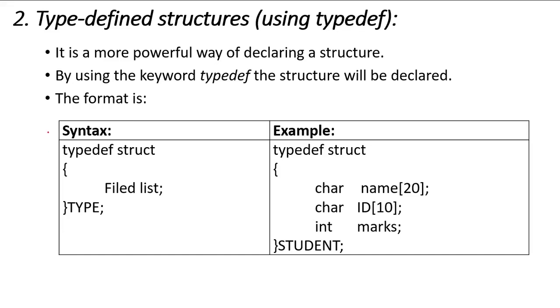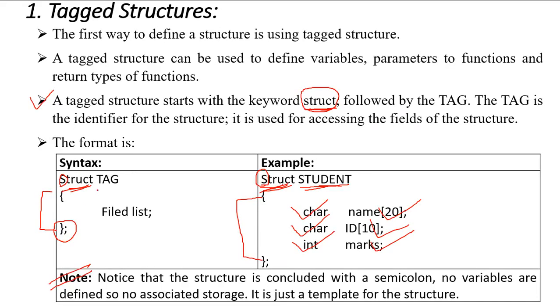The only difference over here is we are using this typedef keyword extra. The rest of the things are the same. Previously we specified the tag, as you can see, over here. But now in typedef structures, we are pushing this tag down, and we are using the extra keyword typedef over here. That thing you have to remember.